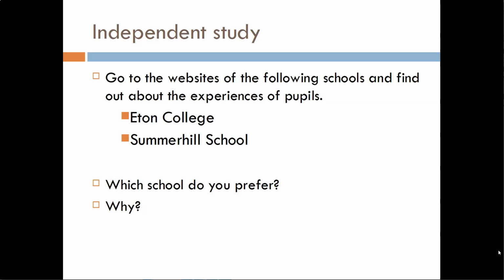And one of the things you could do is find the websites of the following schools and find out about what student experiences are like for pupils that go there. So Eton College is one, and Summerhill School would be another. Which one would you prefer to send your child to, and why? Okay, so that's a really good little exercise. Do some research on Eton and Summerhill. Which one would you prefer to send your child to, and why?